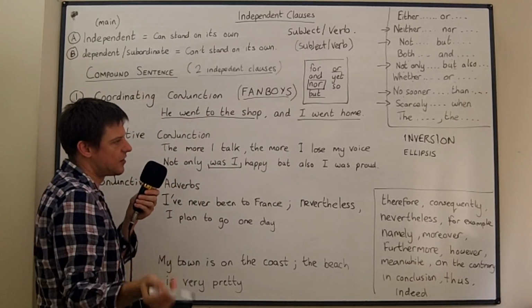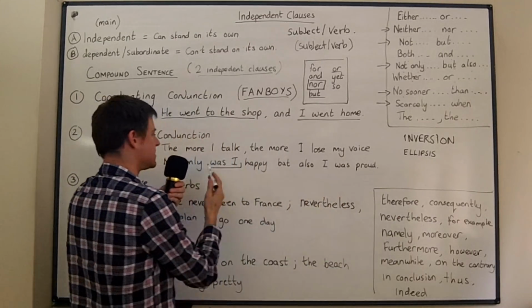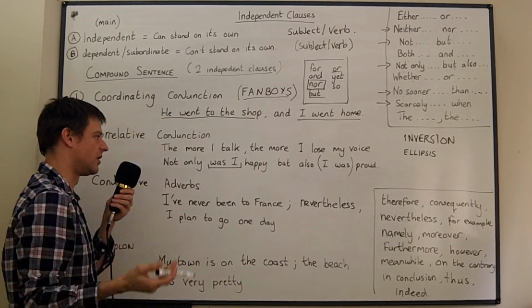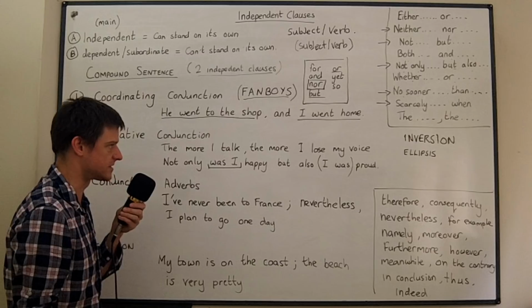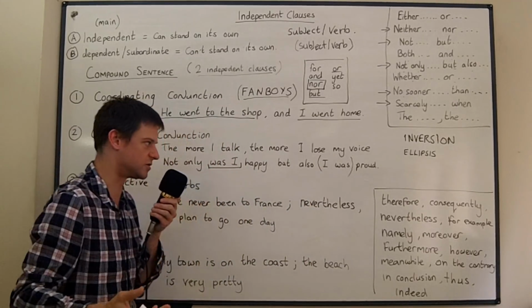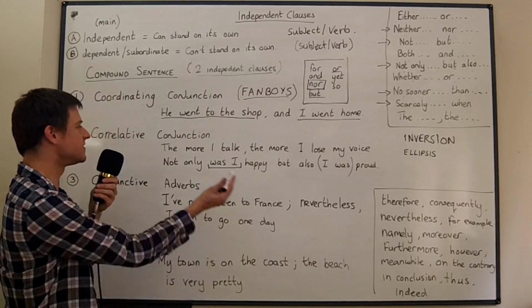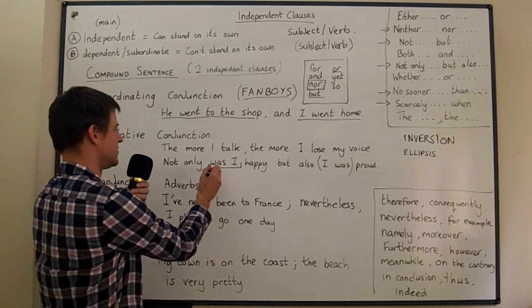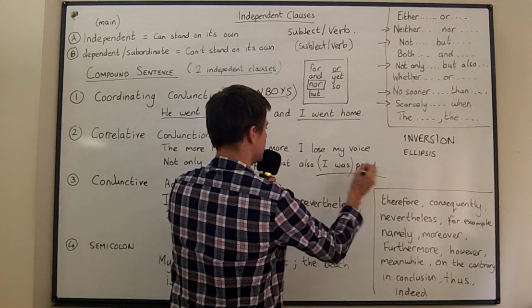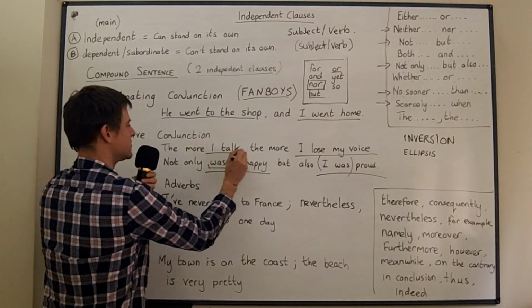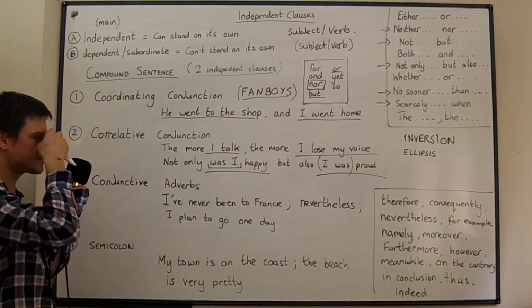Now, I think we very often miss out certain words. We don't always repeat the subject here, so we may miss out this and say, not only was I happy, but also proud. So it's not always necessary to have this subject mentioned twice. Okay, so this is another way we can join two independent clauses. And you can see the independent clauses there, or there, and here. The more I talk, the more I lose my voice.